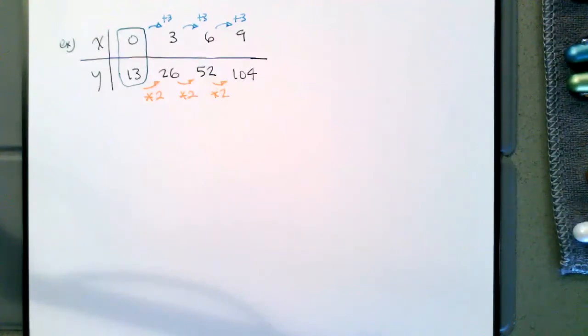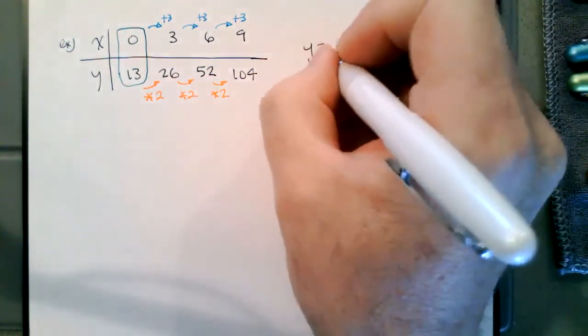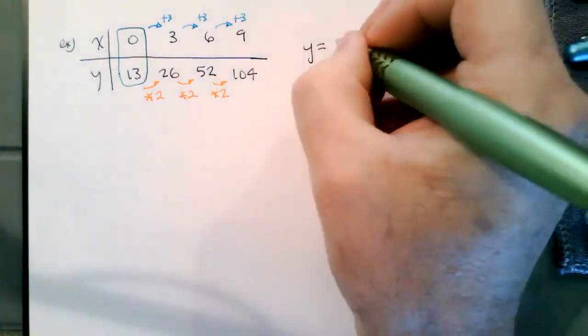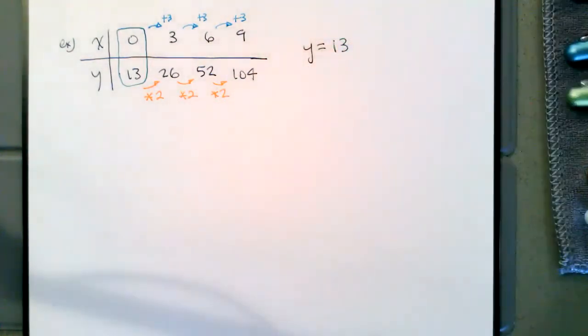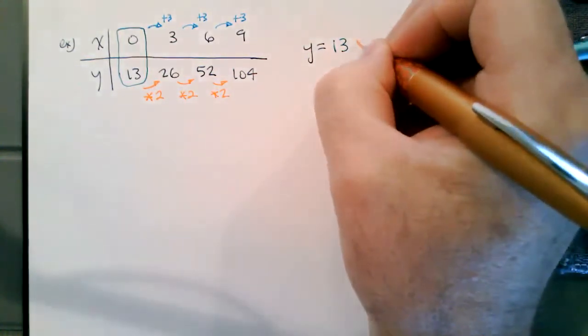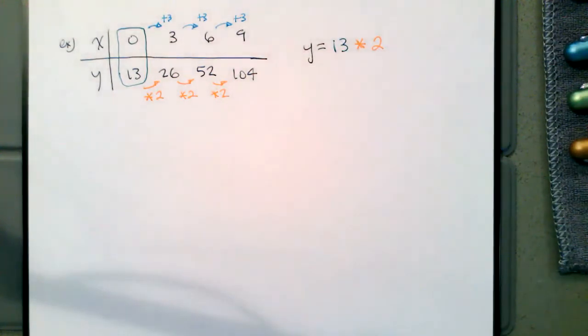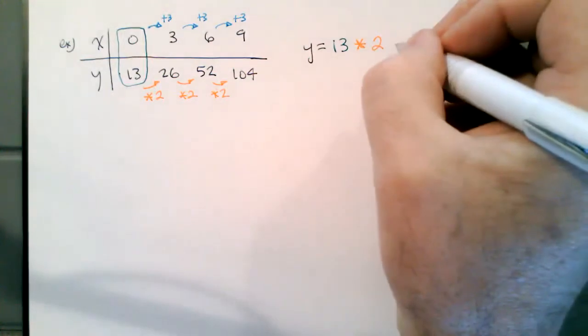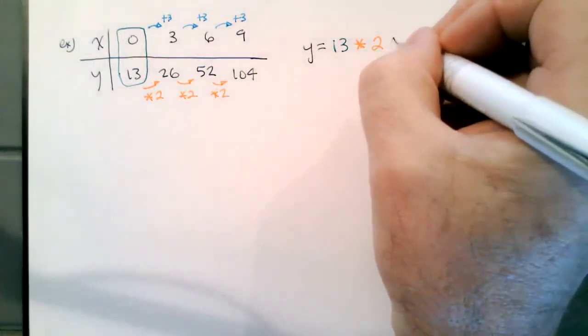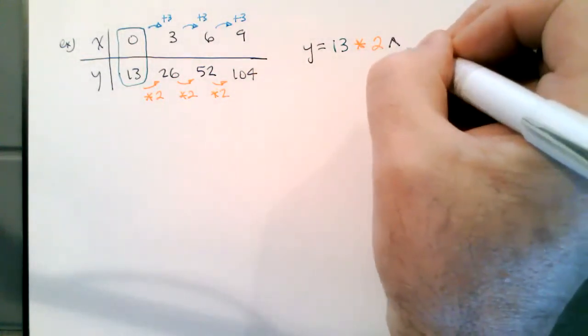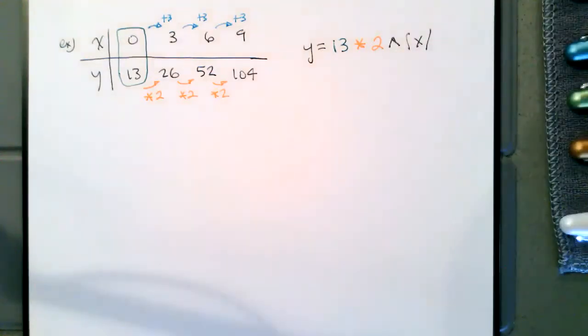Now when I want to write an equation, instead of where I wrote plus 10 before, I have to write times 2. So I say y equals, we started off at 13, and then the 13 got multiplied by 2 a bunch of times. But to indicate repeated multiplication, we use an exponent. And I can't just divide the 2 by 3 like I did with the slope, because it's not addition, it's multiplication by 2. So I have to raise this to the x over 3 power.